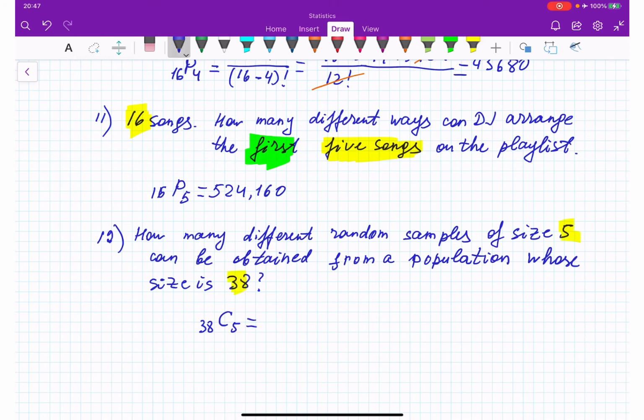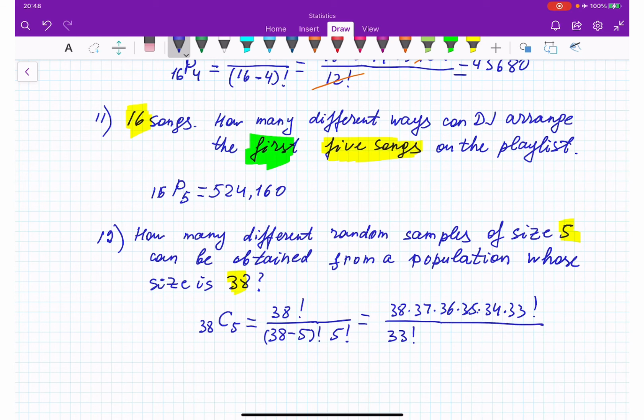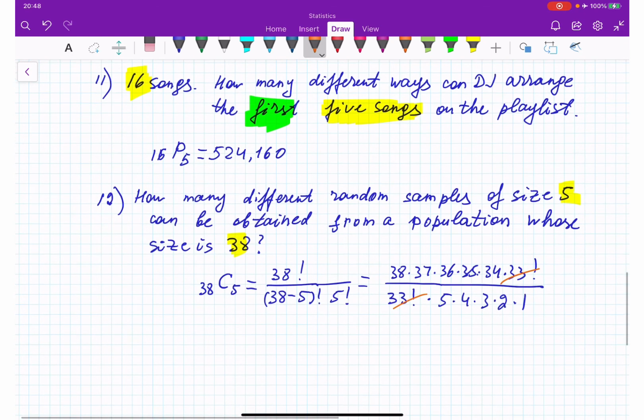If I solve it, it's going to be 38 factorial over 38 minus 5 factorial times 5 factorial. 38 minus 5 is 33 factorial, so 38 times 37 times 36 times 35 times 34 times 33 factorial, over 33 factorial times 5 factorial, which is 5 times 4 times 3 times 2 times 1. Then all this we can simplify.